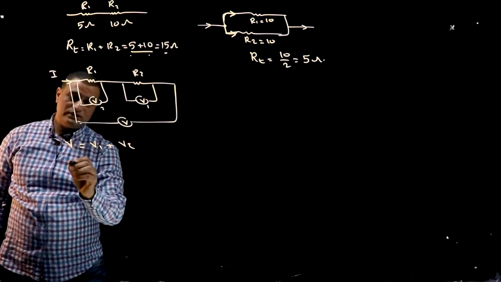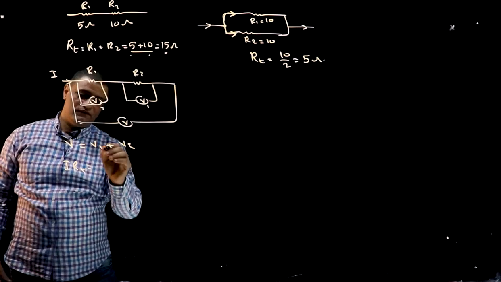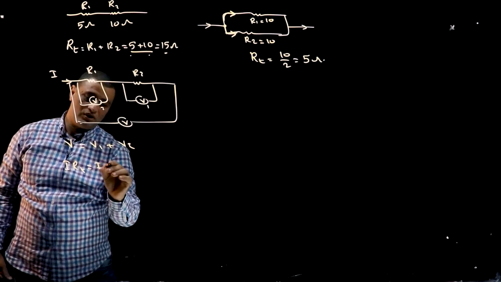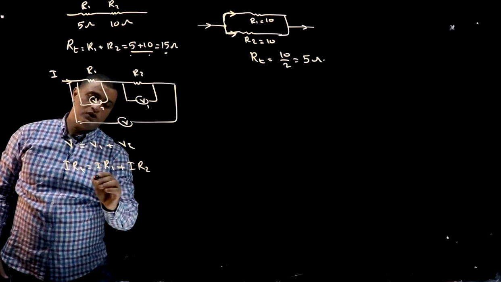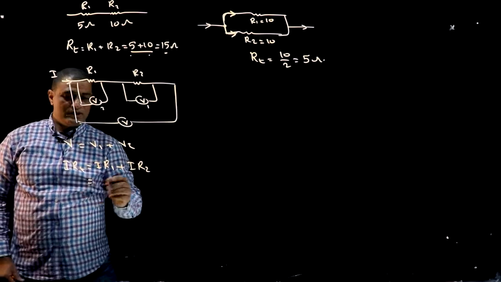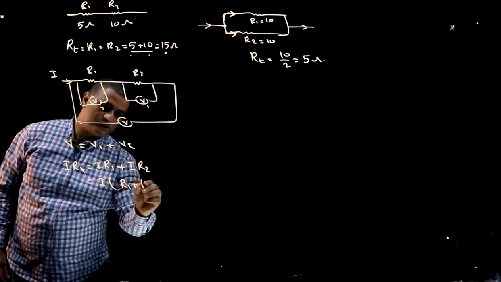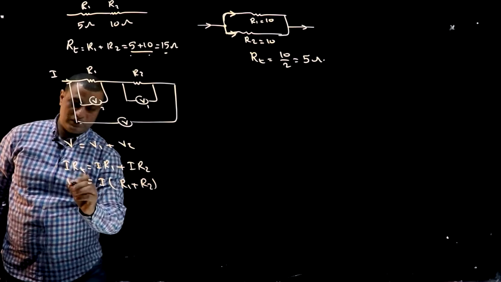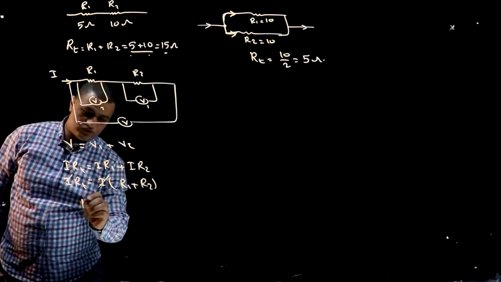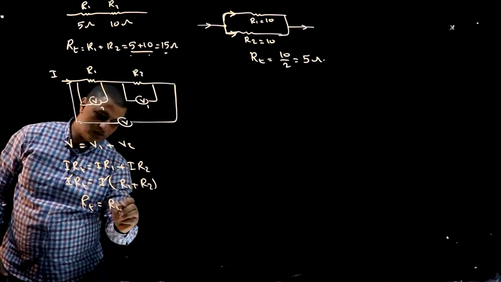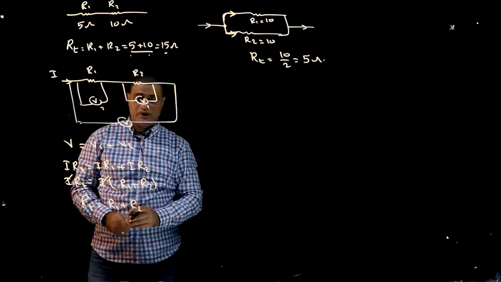V total equals I R total. V total equals I R1 plus I R2. So we will take I as a common factor, so I times R1 plus R2 equals I R total. We will simplify, so R total equals R1 plus R2, which is the summation of them.